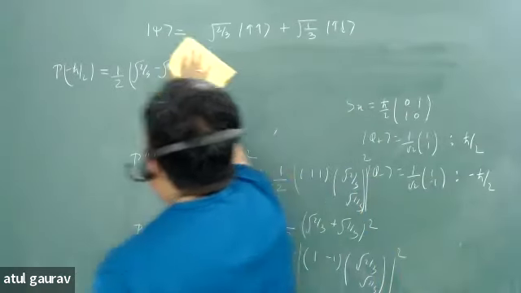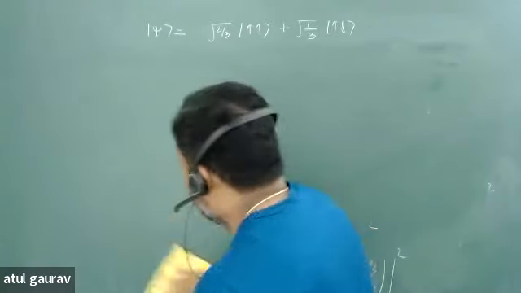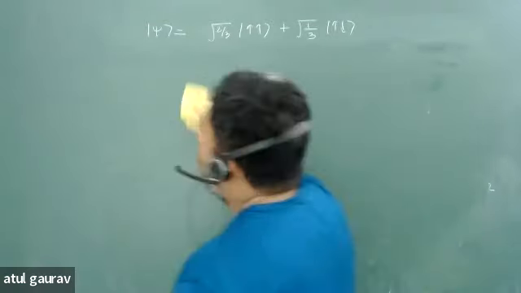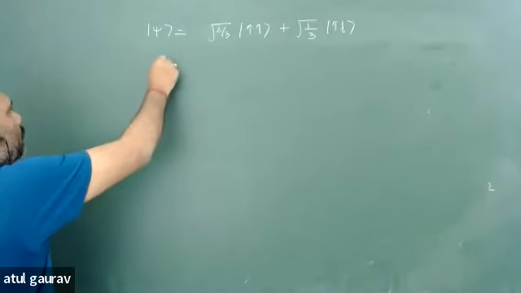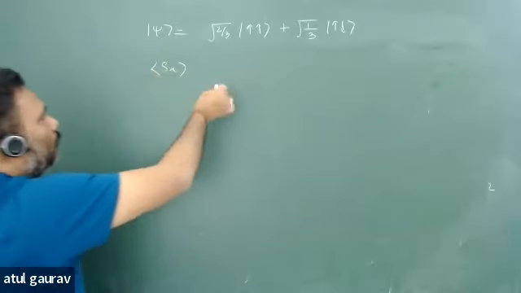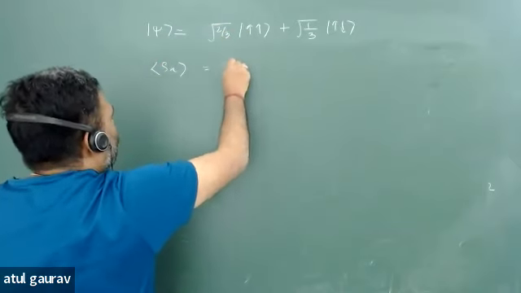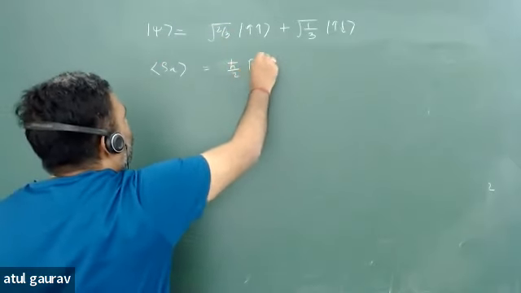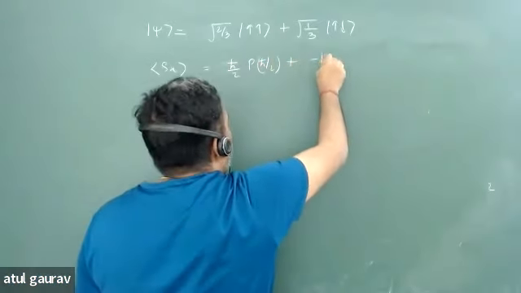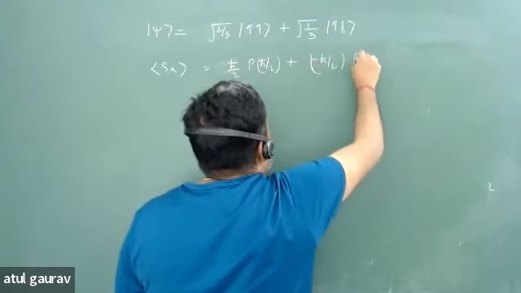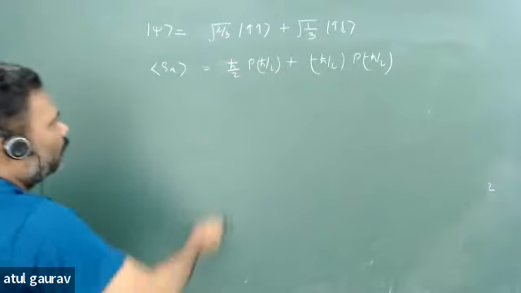So let's try to figure out the average value of Sx. How many methods can you solve it by? There are 3 methods. What will the first method be? The first method is h cut by 2 times the probability of h cut by 2, plus minus h cut by 2 times the probability of minus h cut by 2. This is method 1. What is the second method?